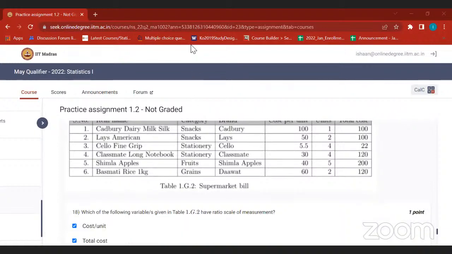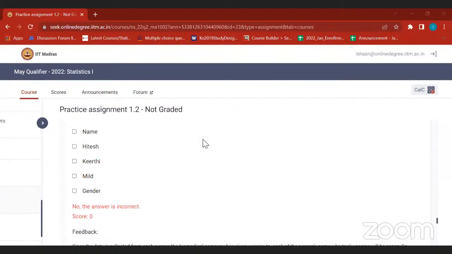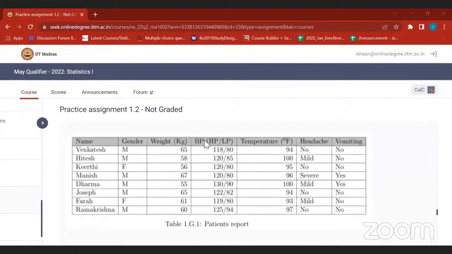So for blood pressure, if we consider high and low blood pressure in separate columns, then yeah, there will be ratio. Because in blood pressure, we can label people as having hypertension or high blood pressure, or we can label people as having low blood pressure. So there is a certain order and there is a certain.